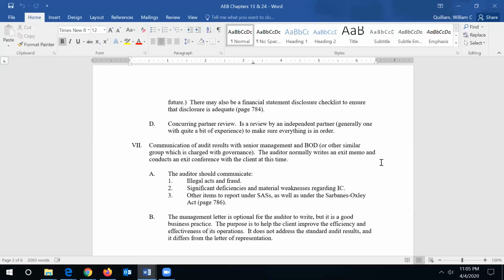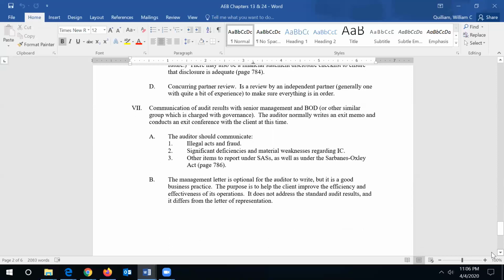So let me clarify this in that the management letter is optional. It is written from the auditor to the client. Sometimes people confuse that with a letter of representation, which the client writes. The letter of representation is required. It is written from the client to the auditor. So just don't get that confused with the management letter.